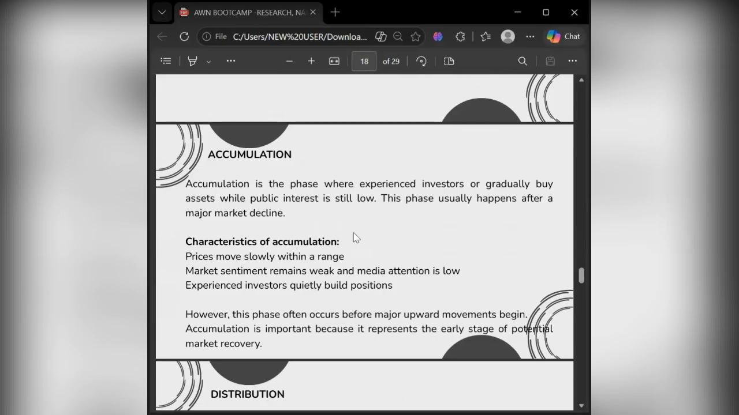Right? So we'll continue to the other two that you are not so familiar with, because bear market and bull market we hear about all the time. So we'll come to accumulation. Accumulation is the phase where experienced investors gradually buy assets while public interest is still low. This phase usually happens after a major market decline.